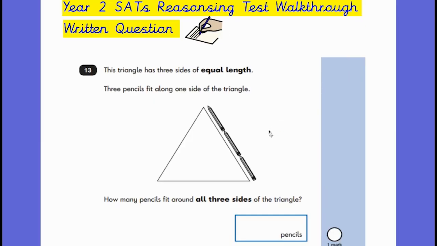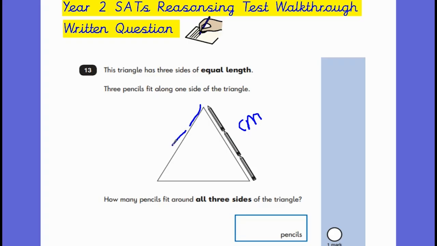The triangle has 3 sides of equal length. 3 pencils fit along one side of the triangle. How many pencils fit around all 3 sides? Now, this is perimeter in its early stages. They don't teach perimeter in year 2, but what they do want the year 2 children to be able to do is to measure using a non-unit way of measuring. So in this case, rather than using centimeters, the children are experimenting using pencils to measure the sides of the triangle. If they know that 3 pencils equals one side of the triangle, how many pencils fit around all 3?